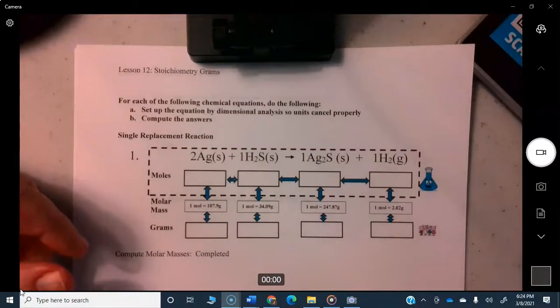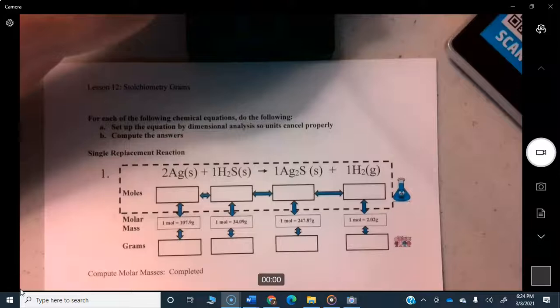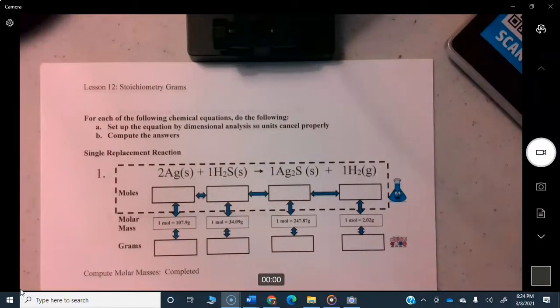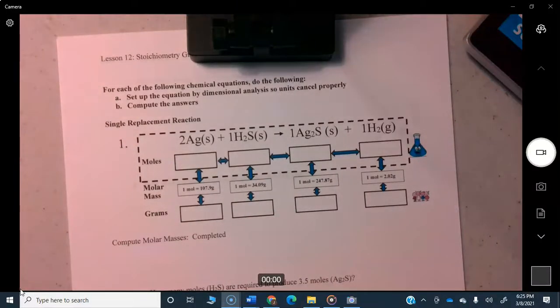But I'm going to skip over to problem number 1. Here it is. What we're going to do is there's the graphic organizer, and then I'm going to ask you a series of questions.